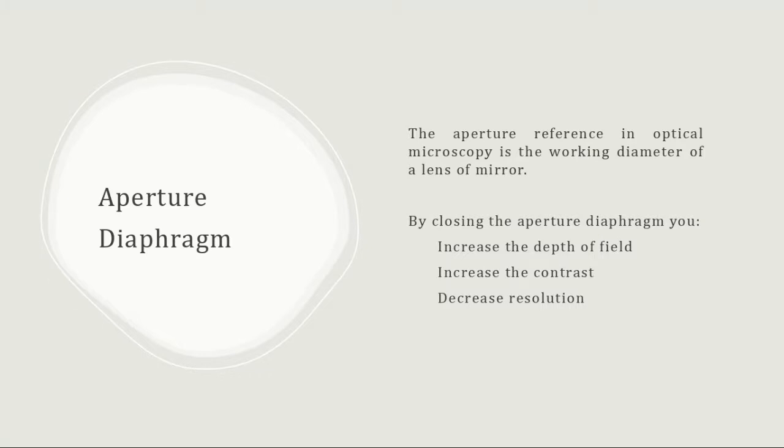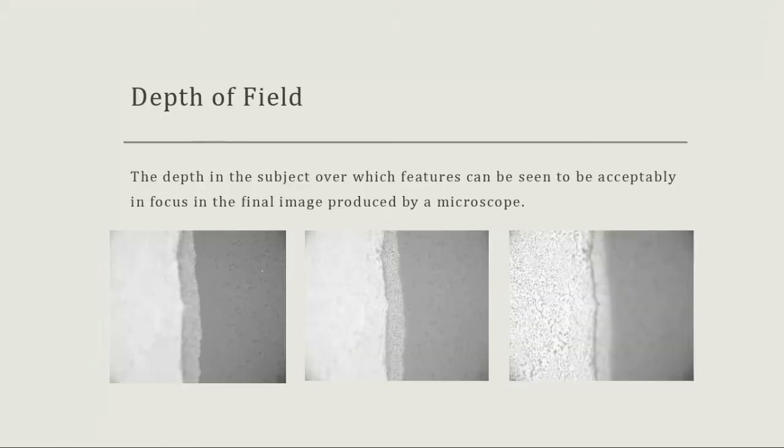By closing the aperture diaphragm, you are increasing the depth of field, increasing the contrast, but you decrease the resolution. And when you're working in metallography, really the resolution is the most important because you need to be able to identify the differences between phases. So what do I mean by depth of field?